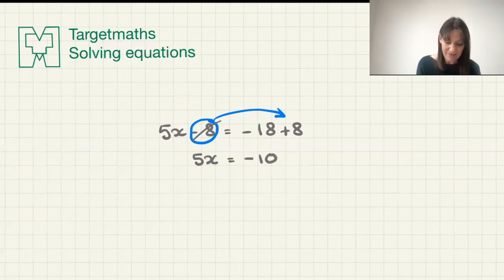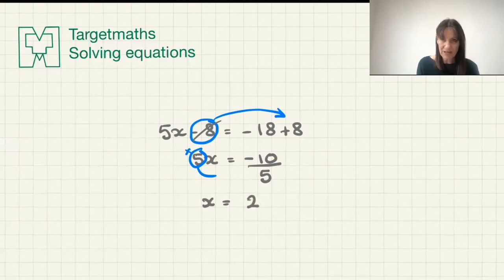Next step is that 5, which is a times, lands as a divide. X is now on its own. How many 5s can I get into 10? 2. How many negatives can I see? 1. 1 in the question, 1 in the answer. So x equals minus 2 or negative 2.